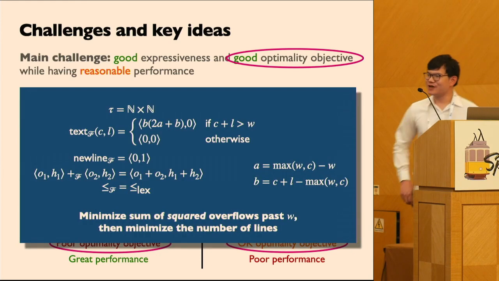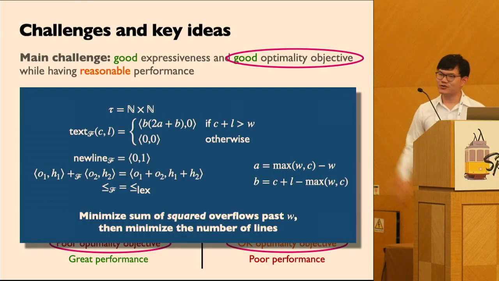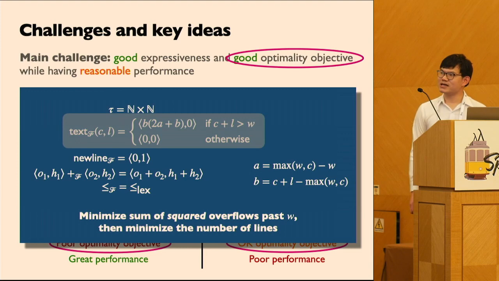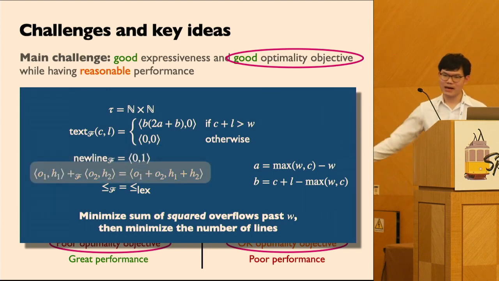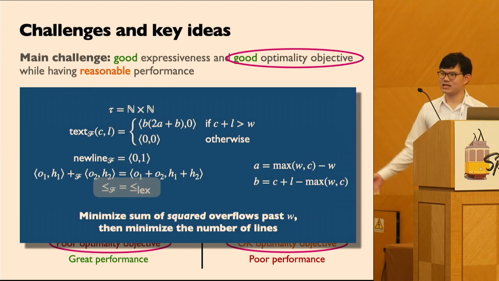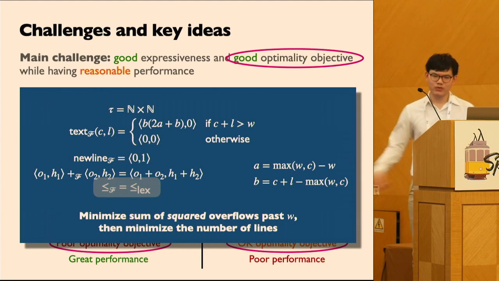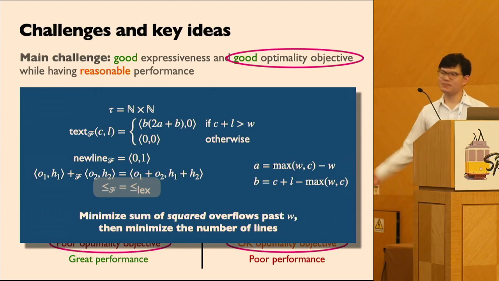Here's an example of a cost factory. You do not need to read this in detail, right? I just want to show you what it looks like. You can provide the types for the cost. You can customize that. You can say what the cost should be for each text placement. You can say what the cost for each new line should be. You can say how to combine the costs together. You can say which cost is less than the other cost. And all these together can allow you to express some really good optimality objective, like trying to minimize the overflow past the page width limit, and then minimize the number of lines.